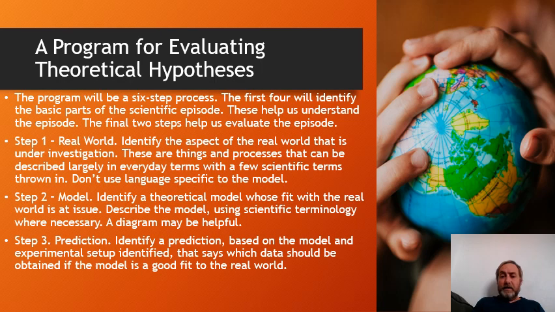All right, so here is the program for evaluating theoretical hypotheses. It's going to be a 6-step process. The first 4 help us carve up and identify the basic parts of the scientific episode that we're going to analyze. And then the final 2 steps will help us evaluate whether the episode provides support for a model or whether it shows that a model is not supported, right? So here are the first 4 steps.